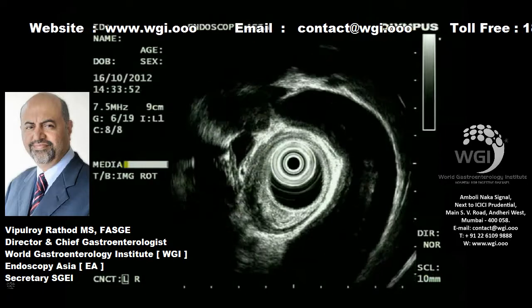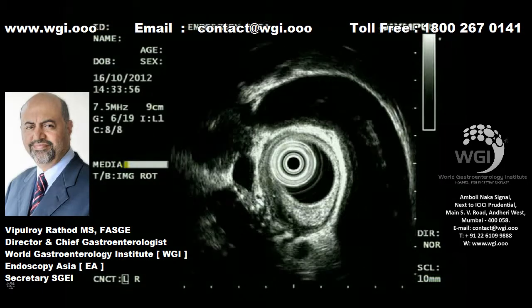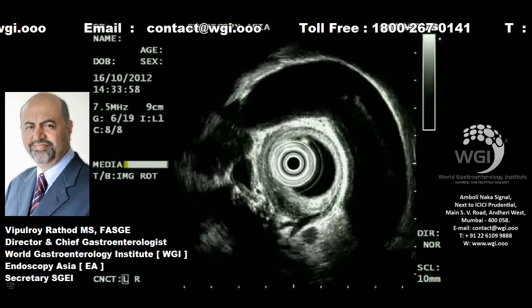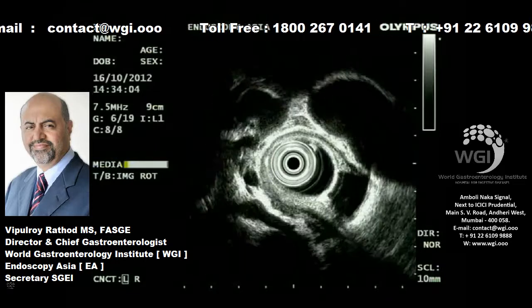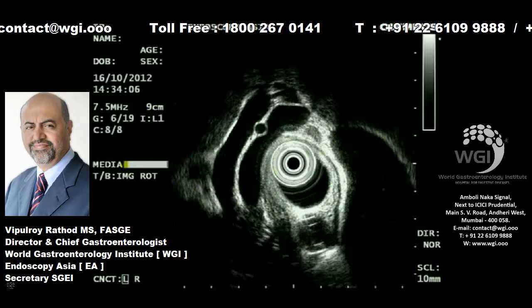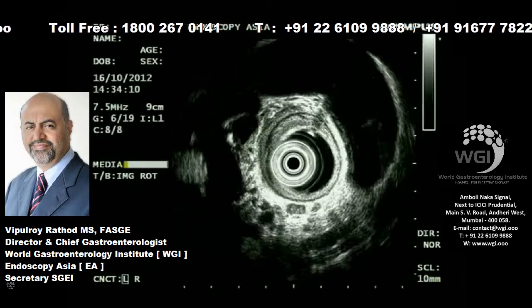Now this is the advantage of EUS where you can see a smooth tapering stricture of the bile duct. You can see the smooth tapering of the bile duct narrowing and a dilated pancreatic duct, massively dilated pancreatic duct with multiple stones and the stricture in the pancreatic head region.